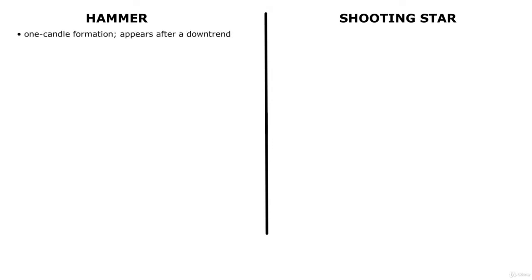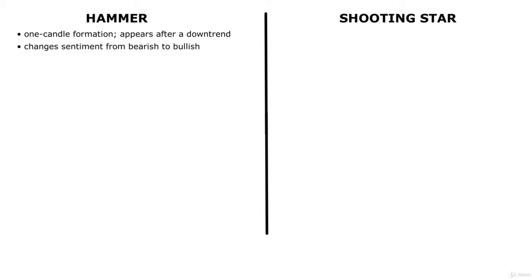Hello guys, and welcome to the next lecture in section 4 where I will explain the first two candlestick patterns called the hammer and the shooting star patterns. As the name suggests, hammer pattern looks like a hammer. It occurs after a downtrend and signals bullish sentiment with the buying strength coming back into the market.